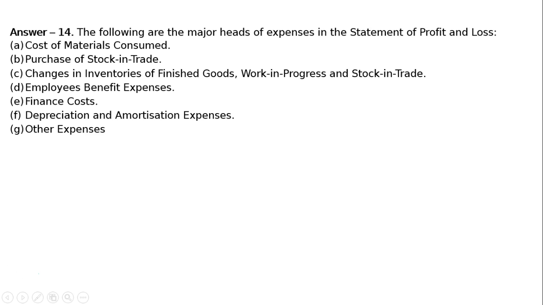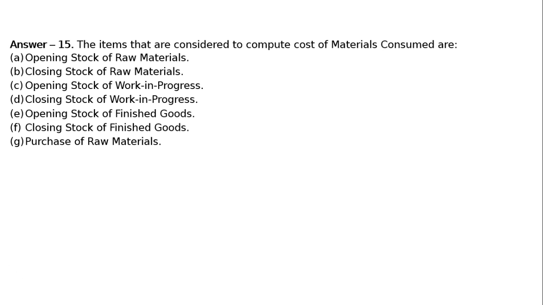And 15th, name the items that are considered to compute cost of materials consumed. Answer 15. The items that are considered to compute materials consumed are: opening stock of raw materials, closing stock of raw materials, opening stock of work in progress, closing stock of work in progress, opening stock of finished goods, closing stock of finished goods, and purchase of raw materials.